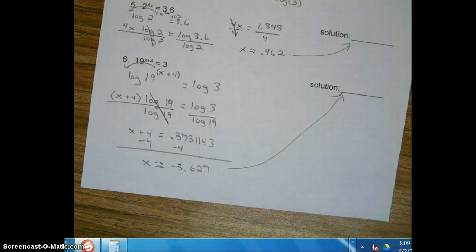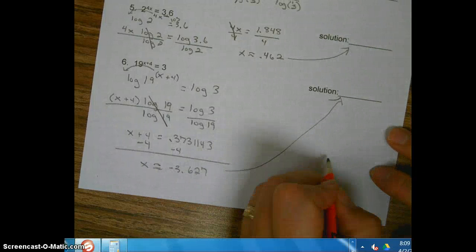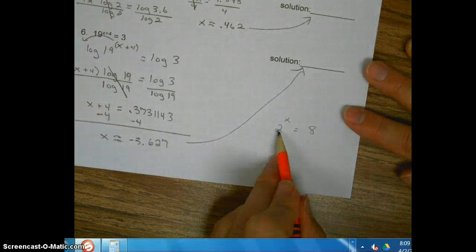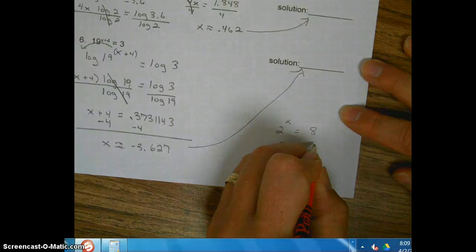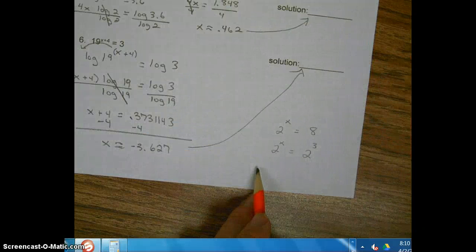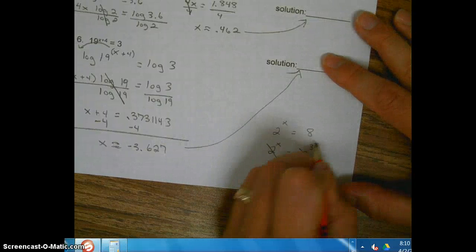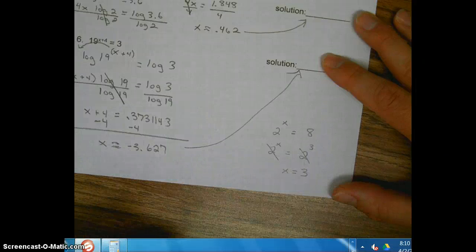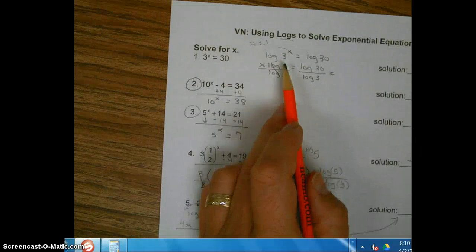Okay, so that's one way of solving exponential equations, by using logs. Now, easier ones that we've done have looked like this. Easier ones, where the bases, we can make the bases the same. And 2 times 2 is 4, times 2 is 8, 2 to the third power. Remember this? This is how we started solving exponential equations, by making the bases the same and then setting the exponents equal to each other. So x is equal to 3. So 2 to the third power is 8. Perfect. So we have this method of solving exponentials, and now we have this method of solving exponentials.